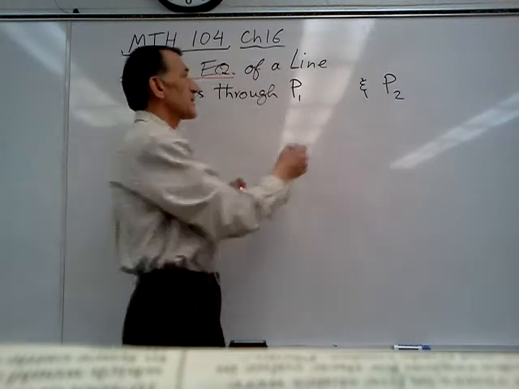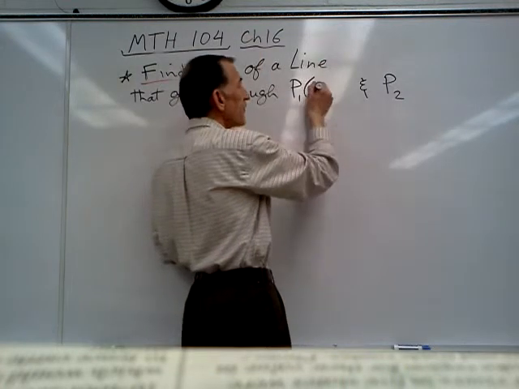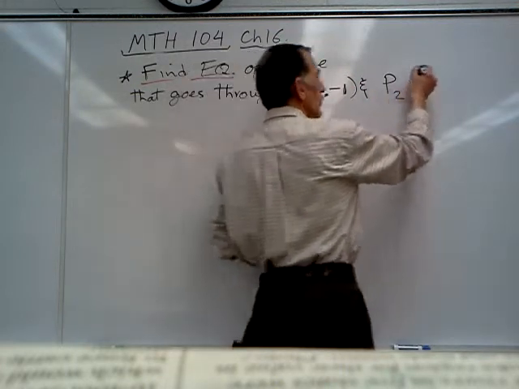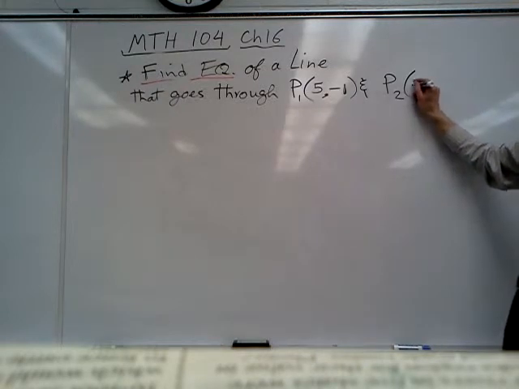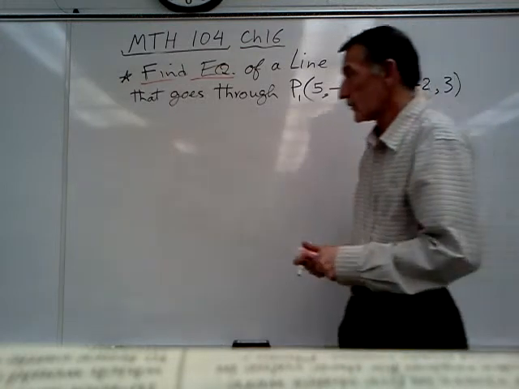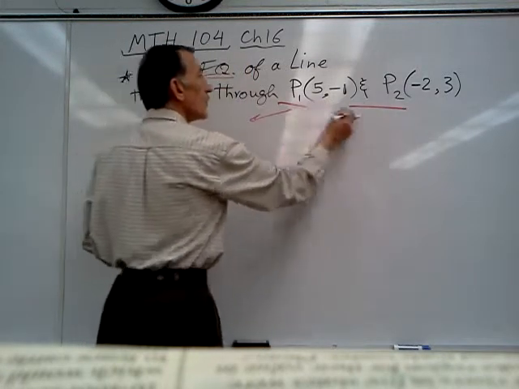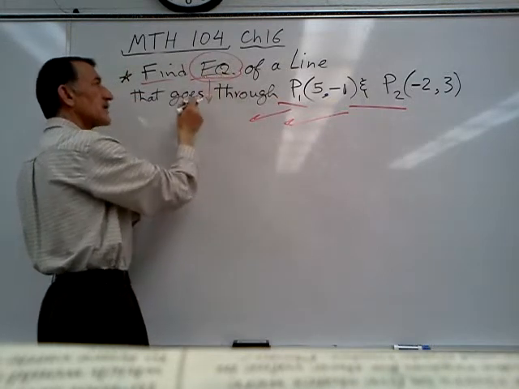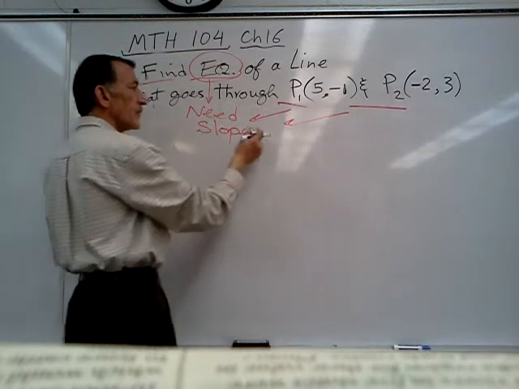It's very easy. Suppose point 1 is, for example, 5 and -1, and point 2 happens to be -2 and 3. All right? And then we go to work. The first thing we do, because 2 points are given, you immediately say, I need to find the slope. Because to write the line, we need a slope, right? We need slope. So in order to find the slope, you know the formula.